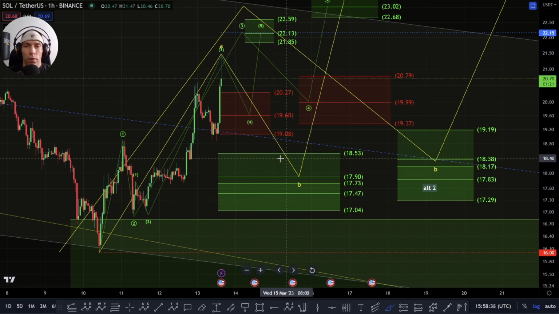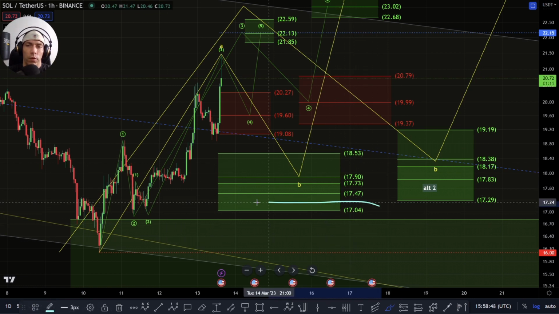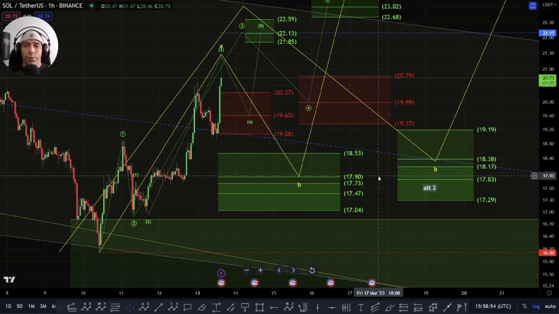So these key support zones, this support zone here is going to be quite key if we do look to break down. Currently, it's this 1853 to the 1704. Losing this 1704 would probably indicate we're going to actually take this low here. So keep an eye on that.